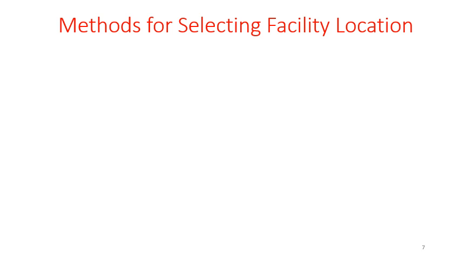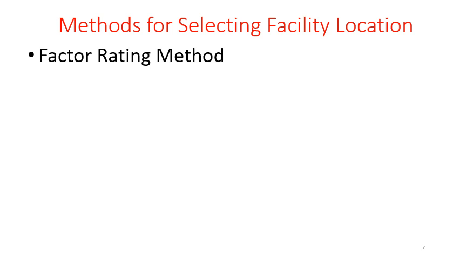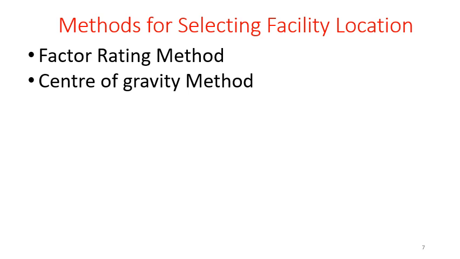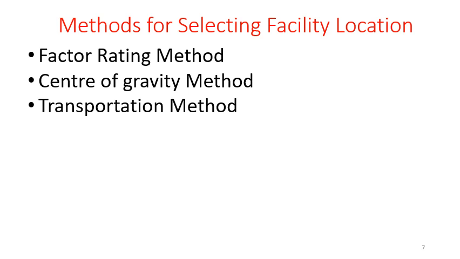What are the different methods for selecting facility location? The most important, most commonly used, most popular method is the factor rating method. Second is the center of gravity method. And third one is the transportation method. So these are the three basic methods which are used for selecting facility locations: factor rating, center of gravity, and transportation method.